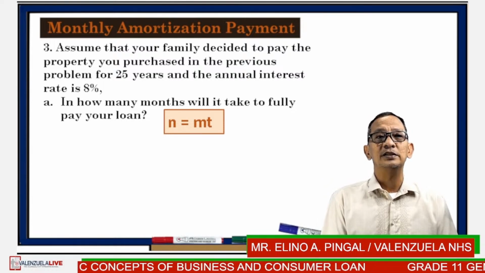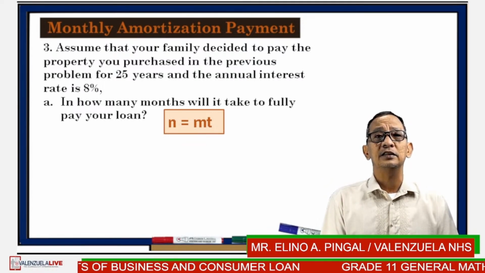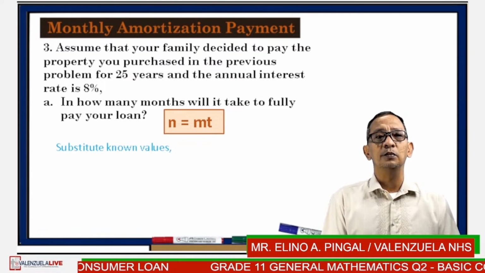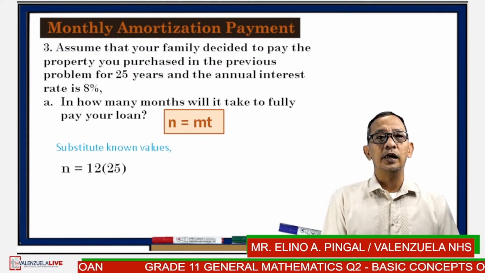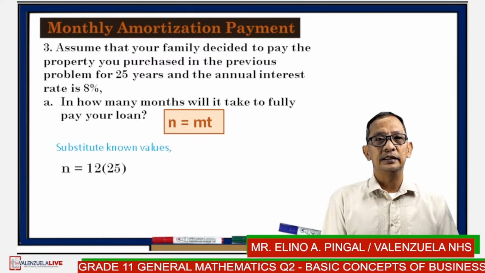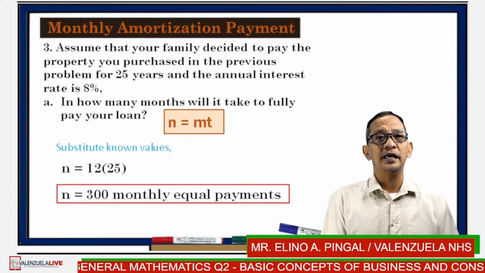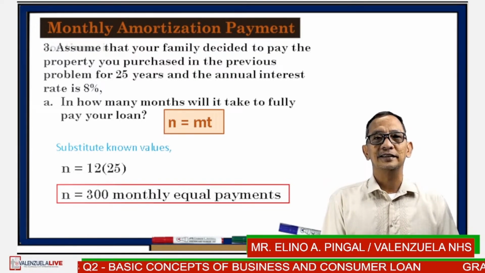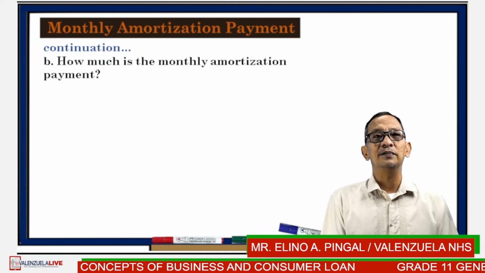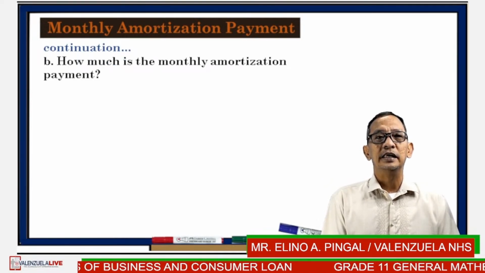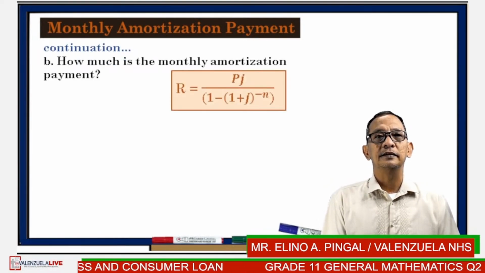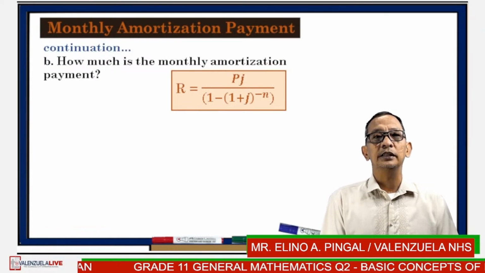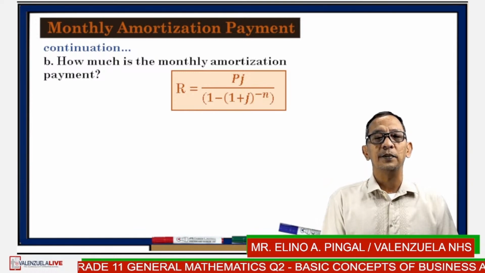Letter A, in how many months will it take to fully pay your loan? That is to be computed by N equals MT. Substituting the known values, N is equal to 12 times 25 years. And that will give us N is equal to 300 monthly equal payments. Let's continue solving for letter B. How much is the monthly amortization payment? Let's use again the formula R is equal to PJ all over the quantity 1 minus 1 plus J raised to negative N.